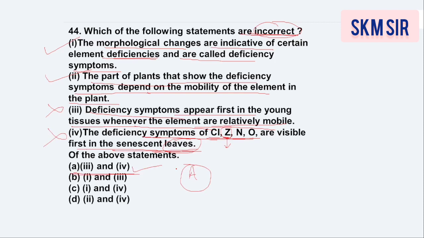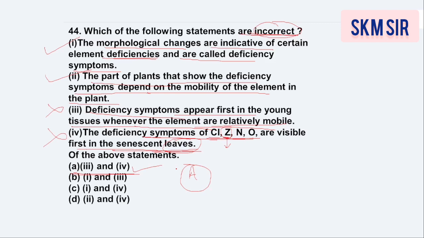Getting my point, dear students? Now we have completed the question. Any confusion? What else you need to know is that whenever the elements are mobile, their deficiency should appear in older regions. And if a particular element is immobile, then you will see that the deficiency appears in the younger tissue.